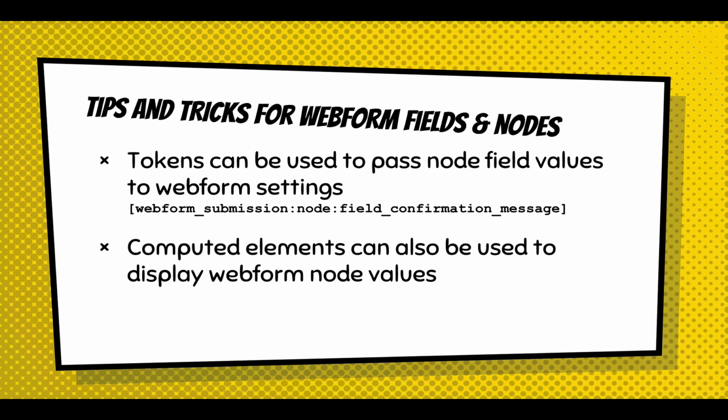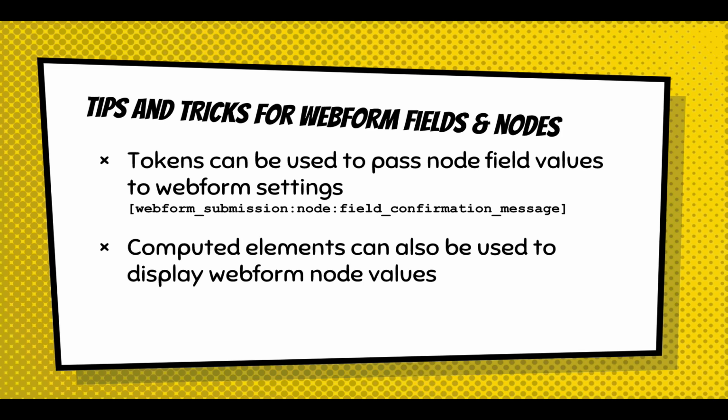And just some quick tips and tricks for web form fields and nodes. Once you add a web form to a node, you get a relationship. And that relationship is available using tokens, and this is the web form submission node token, where you can have a token grab data from your node and pass it into your web form. If you have an event, you might want to pass some event dates. You could even have, this kind of interesting example where each web form node could have a confirmation message field, and you could use this token to change the confirmation for one web form that's being shared on multiple nodes.